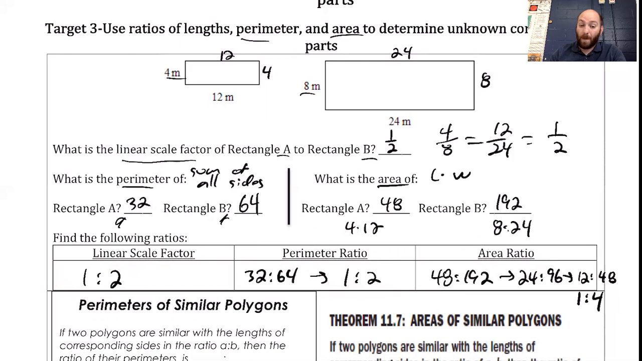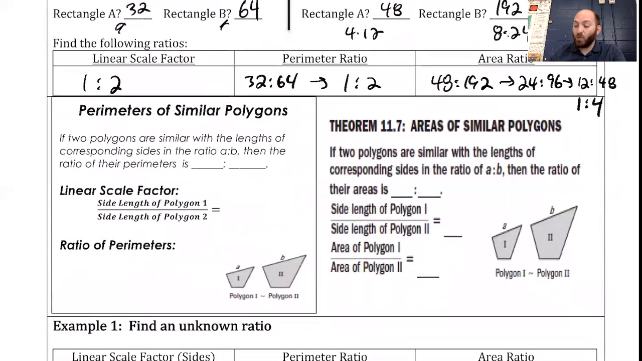Okay, now that you're back, here's the two main ideas today. Perimeters of similar polygons. If two polygons are similar with the lengths of corresponding sides in the ratio A to B, then the ratio of the perimeters is also A to B. That's it. If I can compare their corresponding sides and it's in this ratio of A to B, the ratio of the perimeters is also A over B.